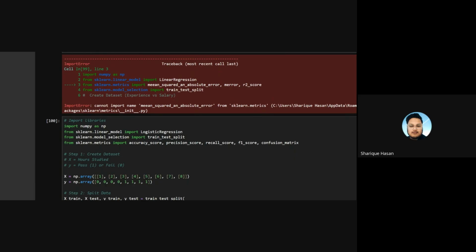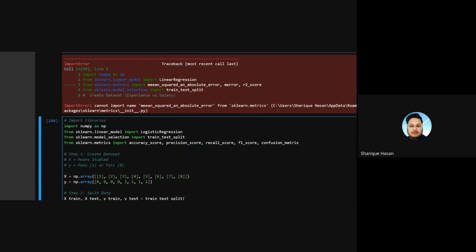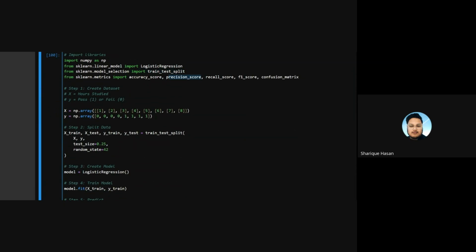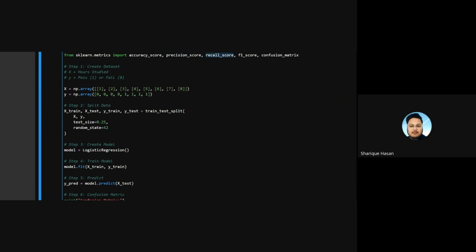See, there we have imported the NumPy library. We have imported logistic regression, train_test_split, and from Scikit-Learn we're going to import accuracy score, precision score, recall score, and F1 score. Here we have created a dataset. This is the dataset which we have created. It will always be in 2D format. Please learn these things. And this is the train test split. We're going to split into train and test to make our model predictive.